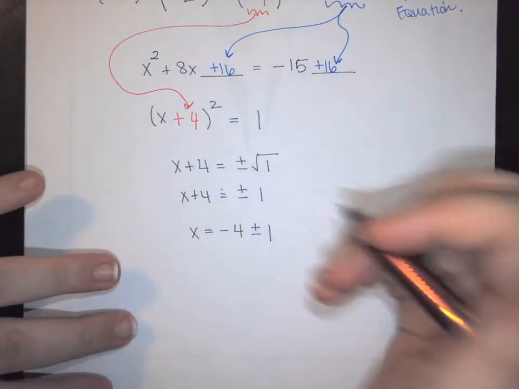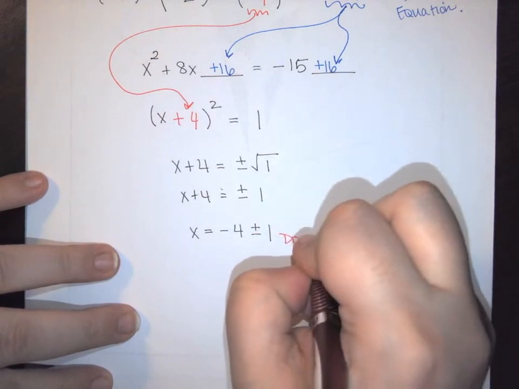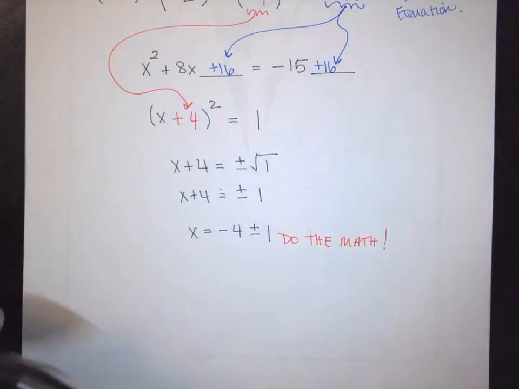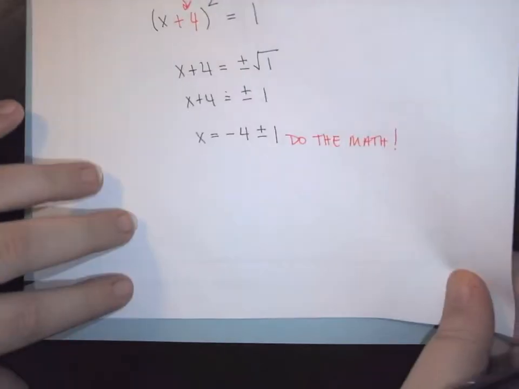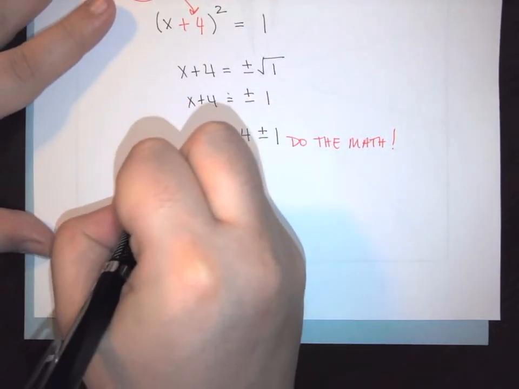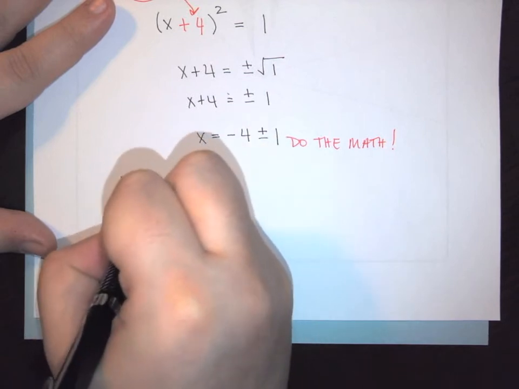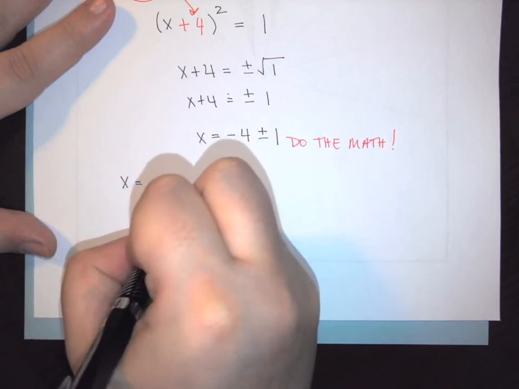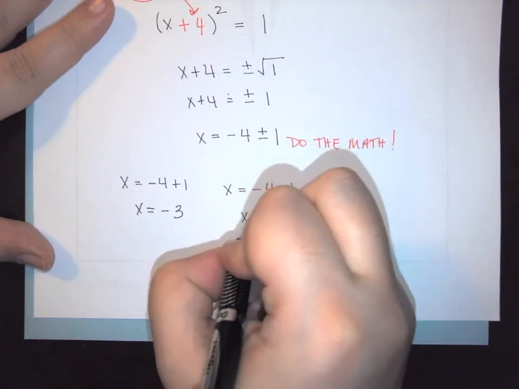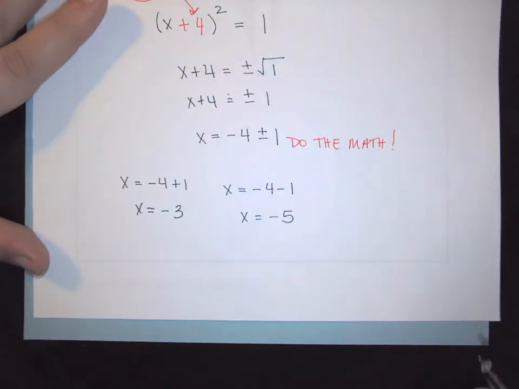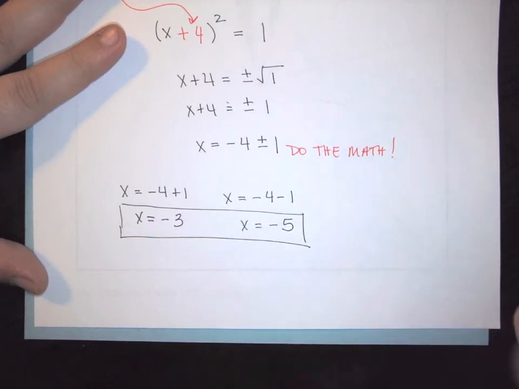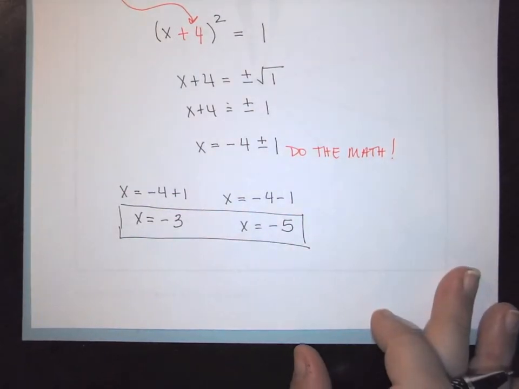Now the biggest thing at this point is you still have to do the math. So you can't just leave it as negative 4 plus or minus 1. You actually need to finish it out. So we are going to end up with x being negative 4 plus 1. So x is negative 3. And we're going to have x is my negative 4 minus 1. So x is negative 5. Okay. These would be then the two solutions to my problem solved by completing the square.